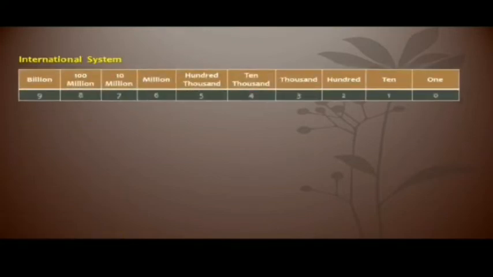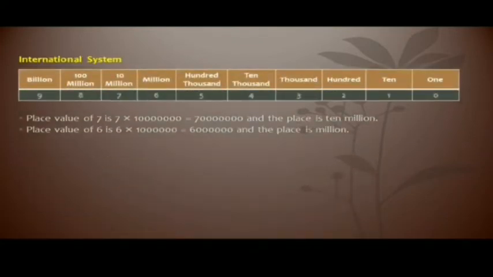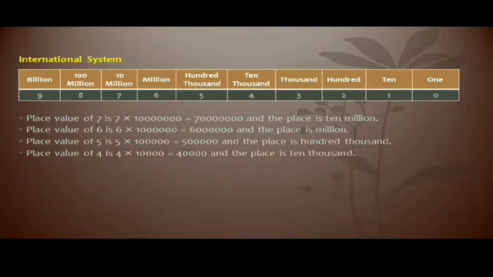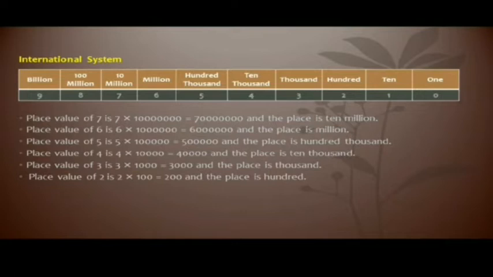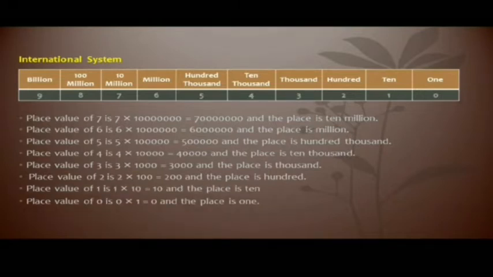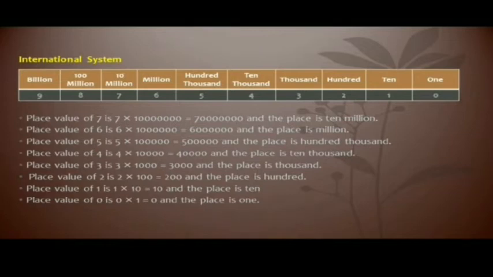Let's come to the international system. 1, 10, 100, 1,000, 10,000, 100,000, million, 10 million, 100 million, billion. The place value of 7 is 7 multiplied by 1 followed by 7 zeros, which means that the place is 10 million. For example, the place value of 4 is 4 multiplied by 10,000, which means that the place is the 10,000s place. The place value of 3 is 3 into 1,000, which means that the 3,000 is in the 1,000s place. I hope that by now we all have understood what the international system is.